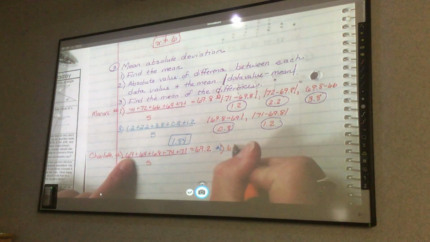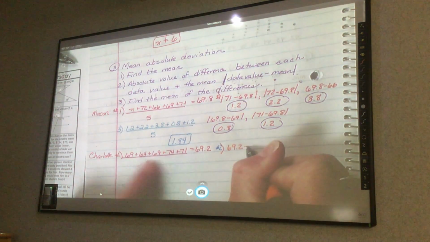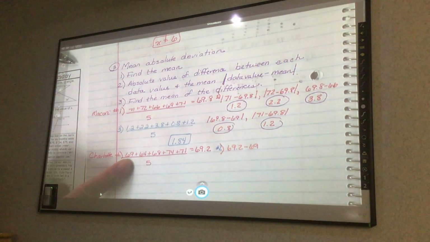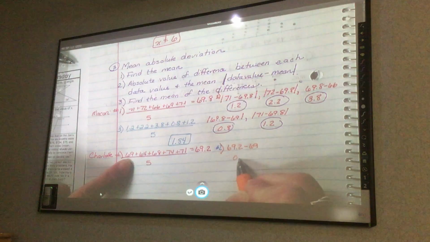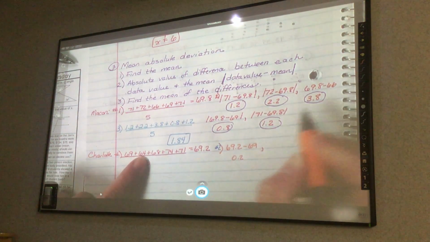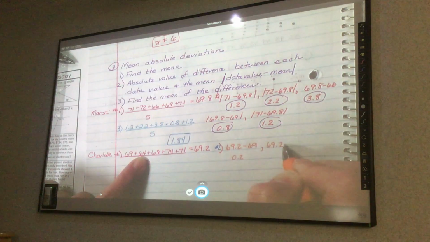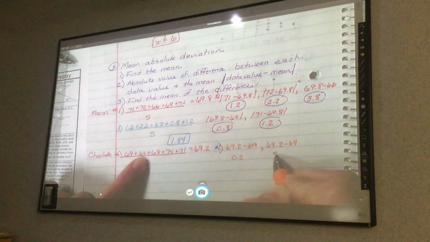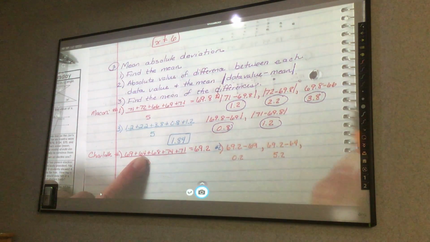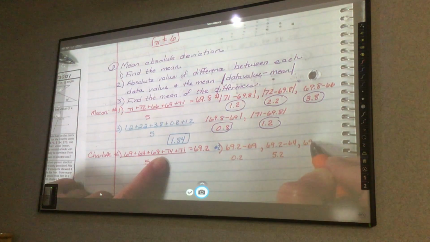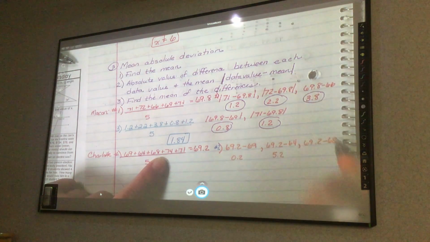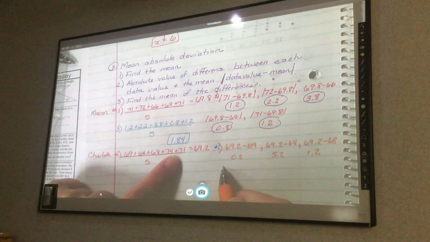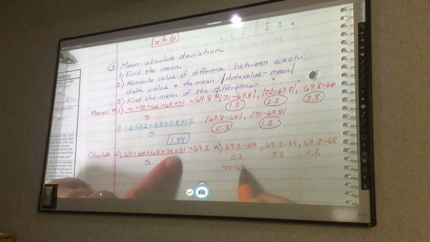So 69.2, that's my mean, minus my 69. Do you guys see I'm just starting with the biggest number because it has to be positive, so it doesn't really matter, so then that's 0.2. Then I do 69.2 minus 64, and I get 5.2. Then I have 69.2 minus 68, and I get 1.2. Then I do 74 minus 69.2.